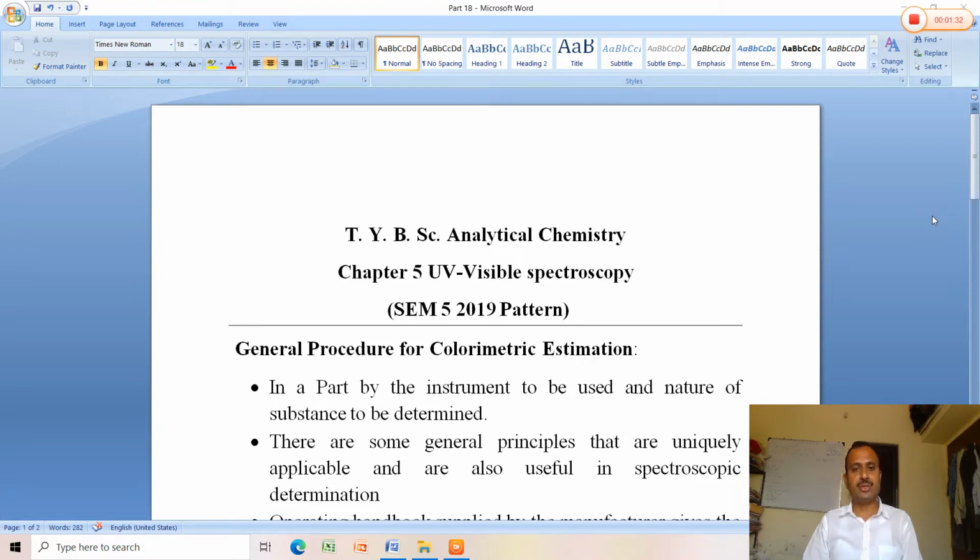So colorimetric estimation basically depends upon the first point, that is, the instrumentation to be used and the nature of the substance to be determined. The second point: there are some general principles that are universally applicable and are also useful in spectroscopic determinations. If you look, there are some basic principles which are common in any type of colorimetric estimation. For example, a colored substance has to be used. If the substance or solution is not colored, then that analyte has to be brought into a colored form. So it is needed that a colored solution must be used in colorimetric estimation. That is a universally accepted principle.